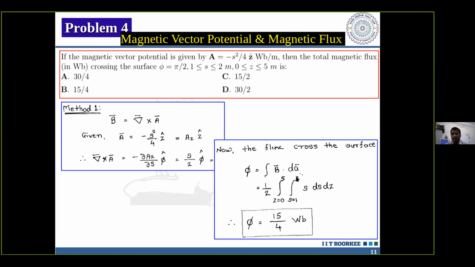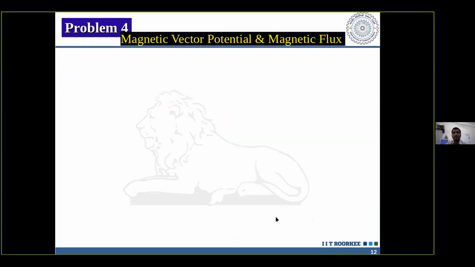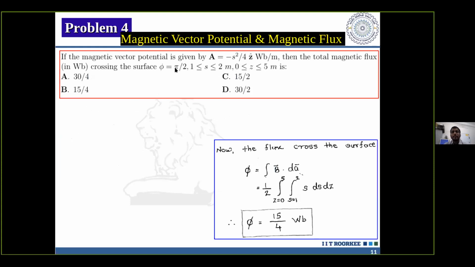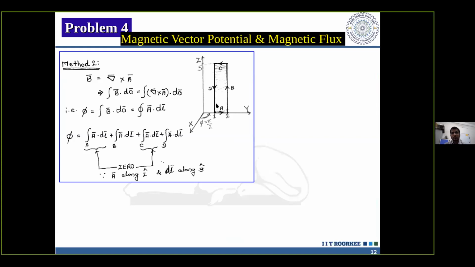You can check that. Now I'm quickly going to the second method, which depends on drawing a diagram. Again, B is curl of A. This is the diagram. Phi is pi by 2. S goes from 1 to 2 and Z goes from 0 to 5.